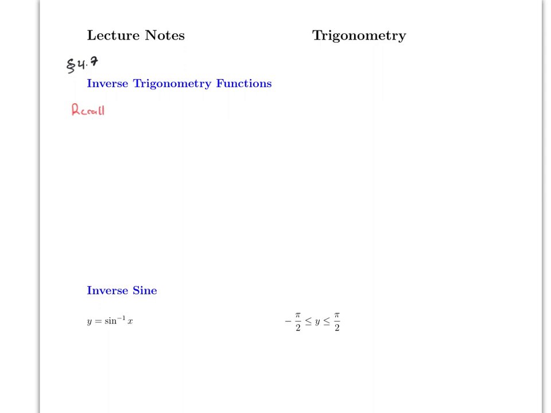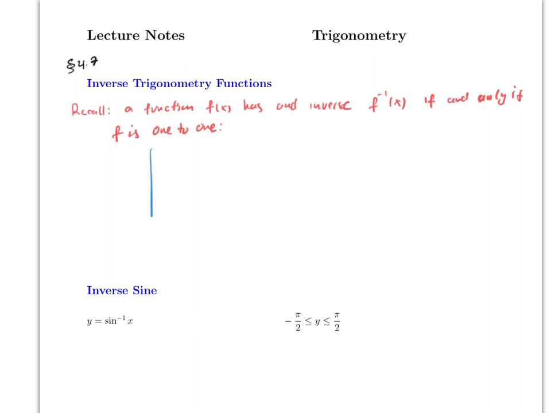So recall that a function f of x has an inverse, which is usually denoted by the -1 as exponent, if and only if f is 1 to 1. So 1 to 1 means that it passes the vertical line test.